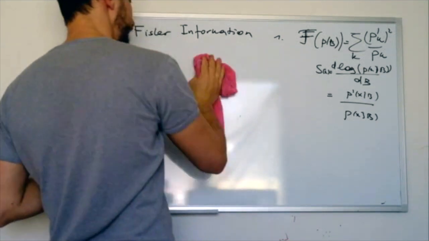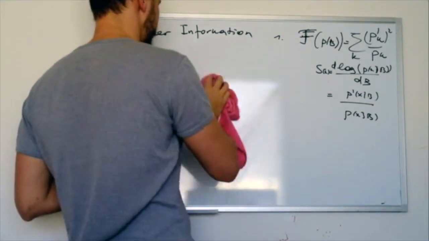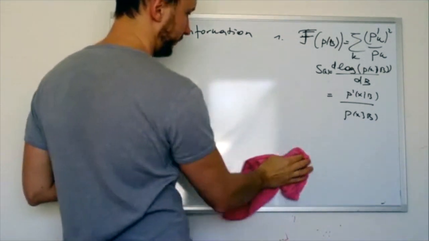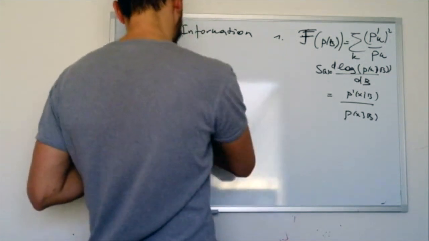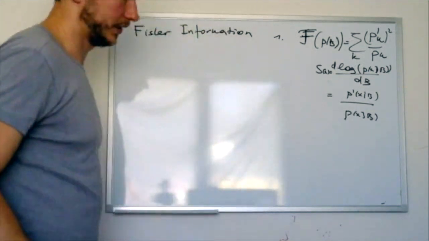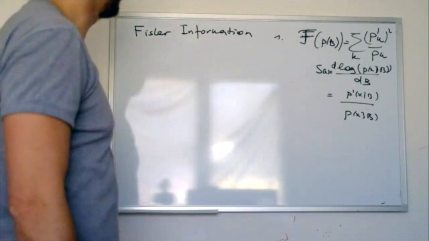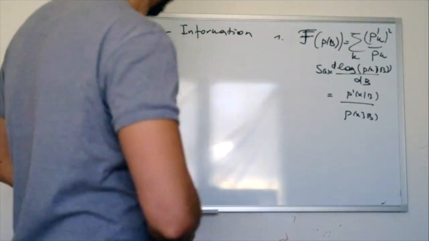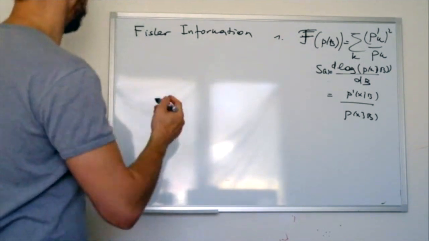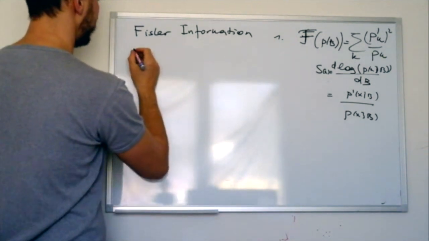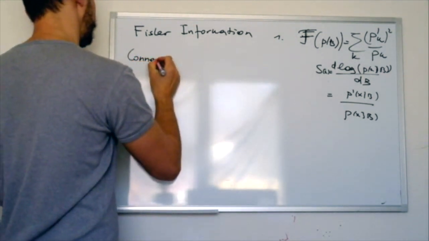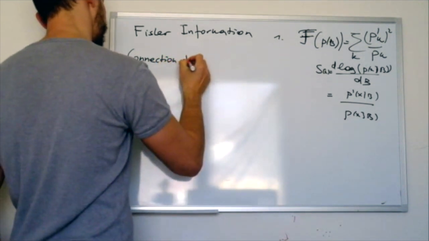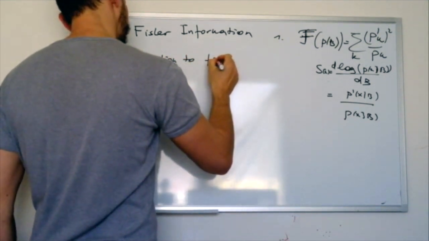Good. So we have this weird quantity, Fisher information, and we're going to hear more about it in the next lectures, also for the quantum case. Now, what does it mean? Can we interpret it in some nice way? In fact, yes, we can. We can connect it to fidelity.